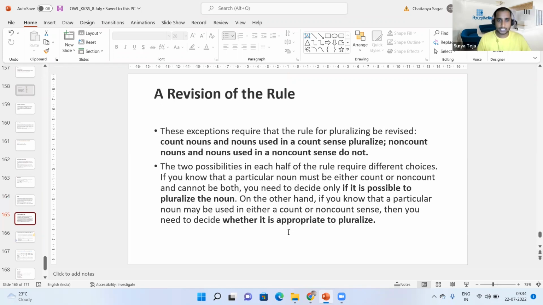In this regard, we can say that there must be some revision of the rules on count and non-count nouns, like how they can be pluralized and how we can use them. If we know for sure that certain words can only fall into one category, either count or non-count, they cannot be both. In such a situation, we have to decide if they can be pluralized or not. In case we know that a particular word can be used in both a count sense and a non-count sense, then we have to check how appropriate it is to pluralize it. We'll see certain examples and we can understand from there.